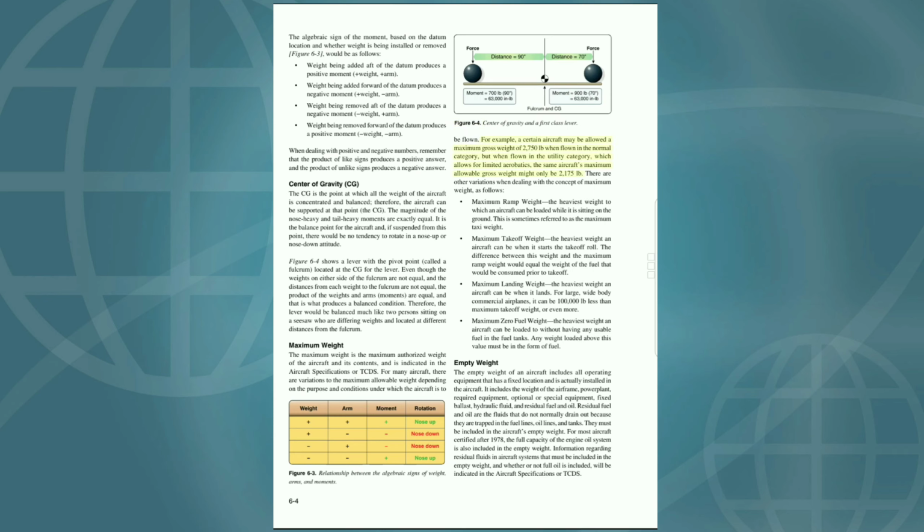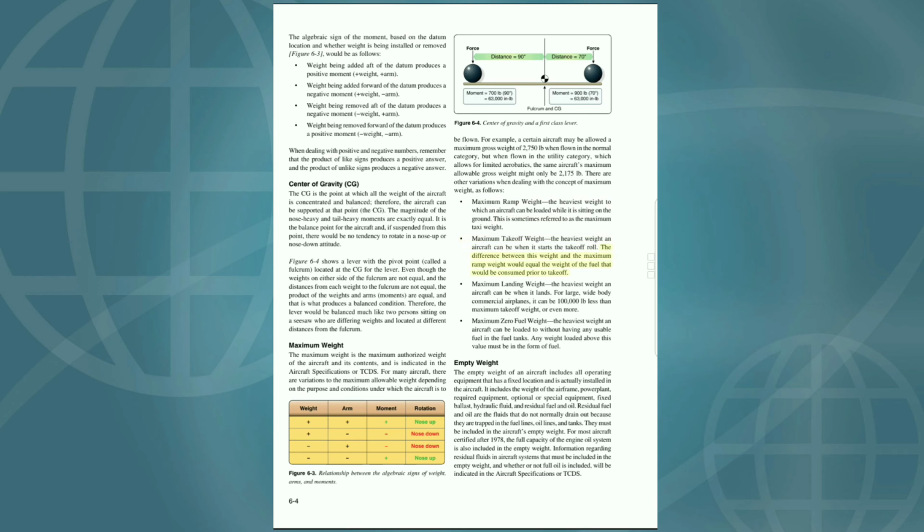be flown. For example, a certain aircraft may be allowed a maximum gross weight of 2,750 pounds when flown in the normal category. But when flown in the utility category, which allows for limited aerobatics, the same aircraft's maximum allowable gross weight might only be 2,175 pounds. There are other variations when dealing with the concept of maximum weight, as follows. Maximum ramp weight, the heaviest weight to which an aircraft can be loaded while it is sitting on the ground. This is sometimes referred to as the maximum taxi weight. Maximum takeoff weight, the heaviest weight an aircraft can be when it starts the takeoff roll.